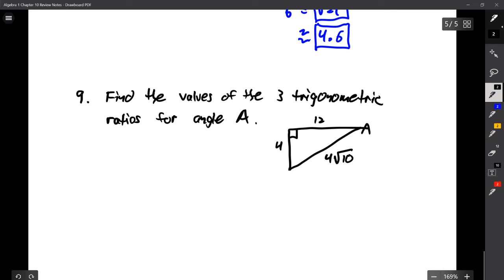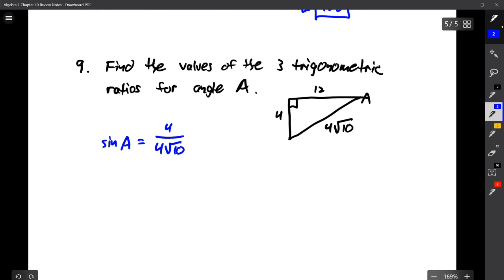Okay, well, let's see what I know. Sine of angle A is opposite over hypotenuse, so that's 4 over 4 root 10, which simplifies to, well, the 4 over 4 simplifies to 1 over 1, so that simplifies to 1 over root 10. But then I'm not supposed to use a square root in the bottom, so I'm going to multiply the top and the bottom by root 10, and that gives me root 10 over 10.